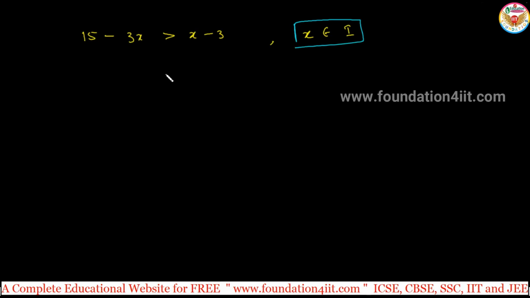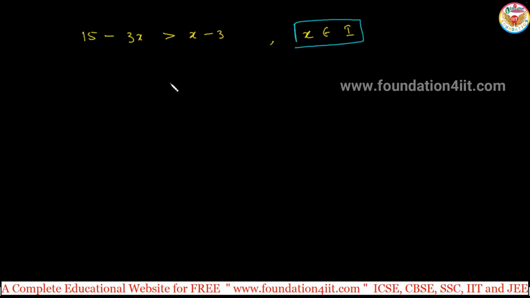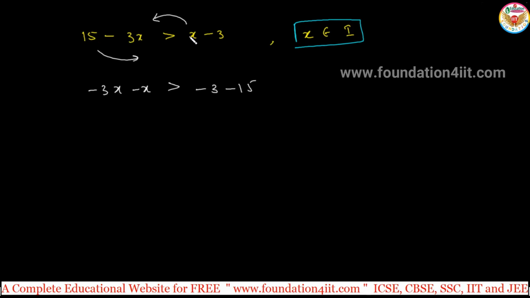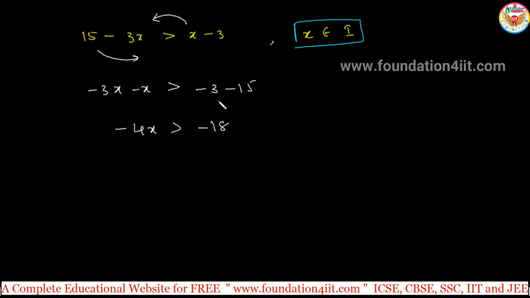Okay, let us solve this. To solve this one, 15 minus 3x greater than x minus 3. We can do it by two methods. X terms one side we can take. This is positive x. If it is minus 3x, it becomes minus x. Minus 3 plus 15 is minus 15. Just these both I transpose. Positive x becomes negative x, plus 15 becomes minus 15. Minus 4x is greater than minus 18.